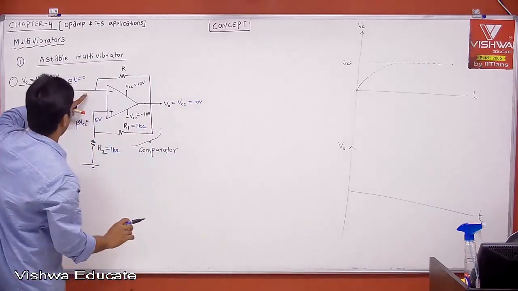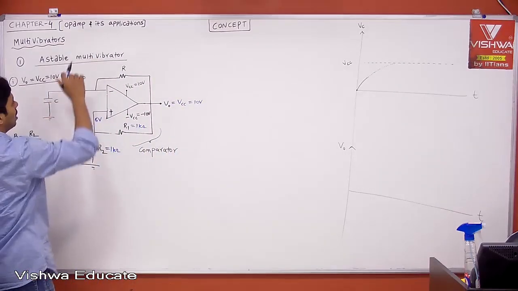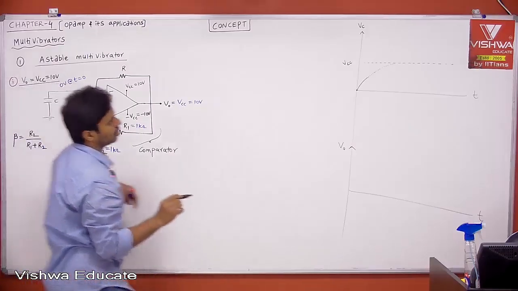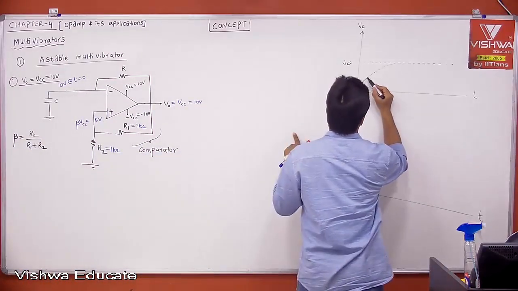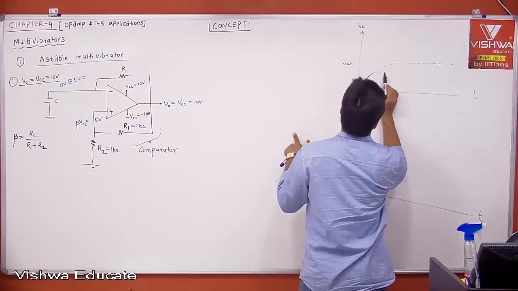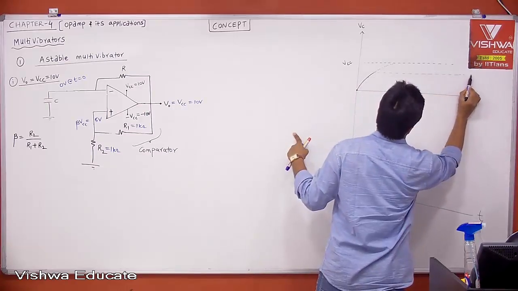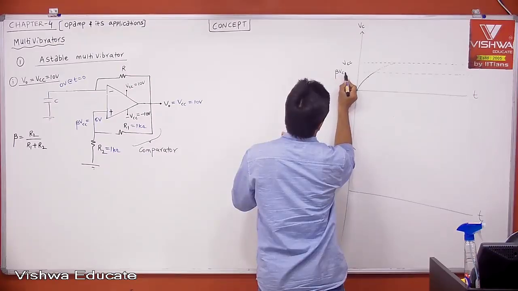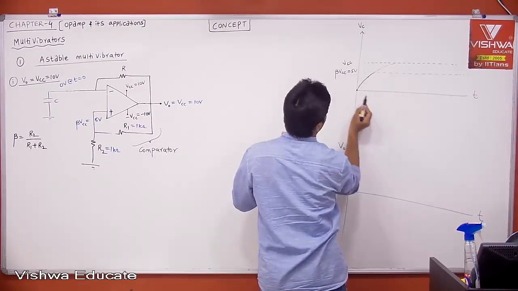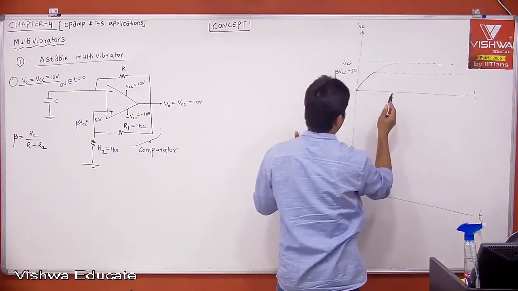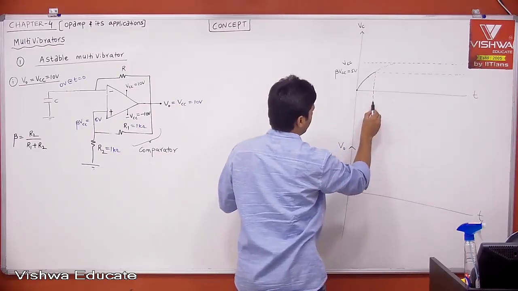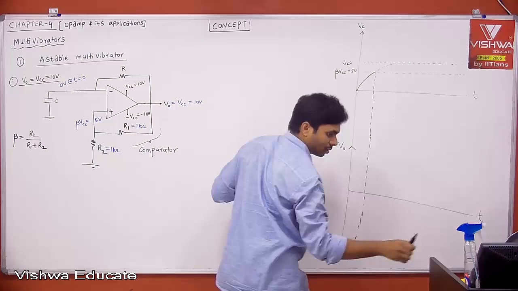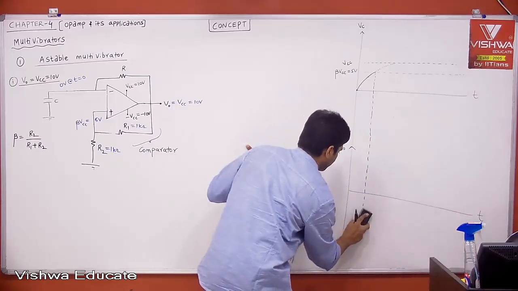But this voltage is increasing, and once it crosses beta VCC or 5 volt, then minus is more than plus. Let us say this is our beta VCC. What is beta VCC? Let us say 5 volt. Then once it crosses, your output voltage will switch. This timing diagram is very important. This is easy to understand.